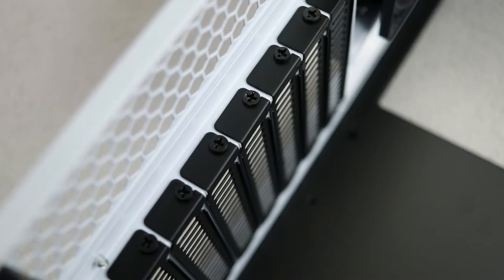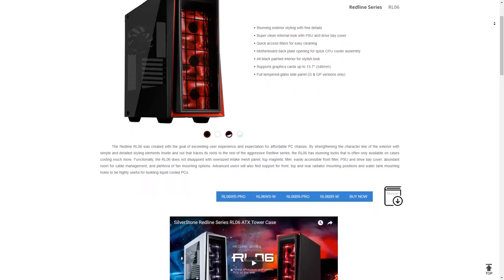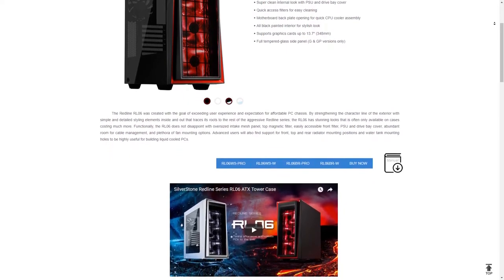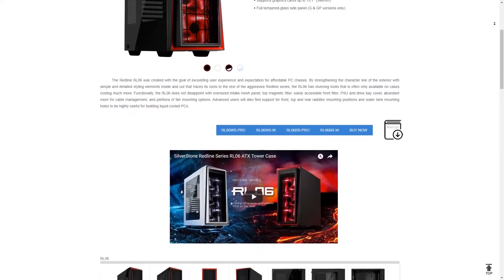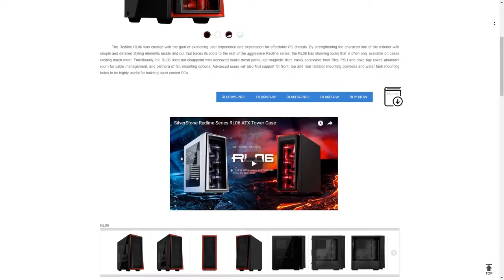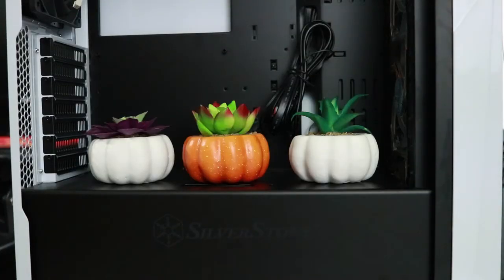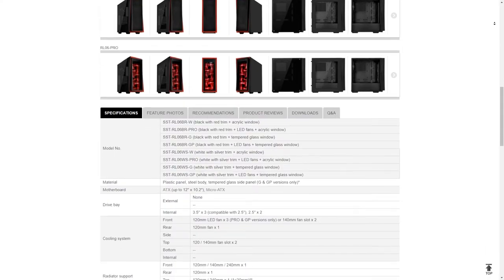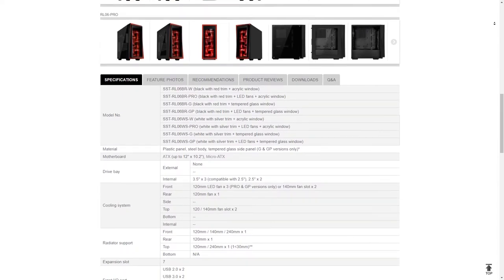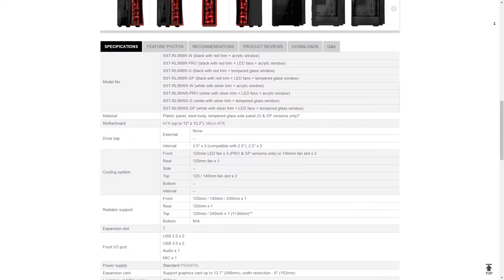My final note on this case is that the tempered glass version is a $25 premium over the non-tempered glass version. But for me, that's right on the edge. Now, I'm going to pretend like it would be a hard decision for me to make, but I know in the end, I absolutely would spend the extra $25 and get the tempered glass version because in my opinion, it looks that much cooler. It looks so neat.